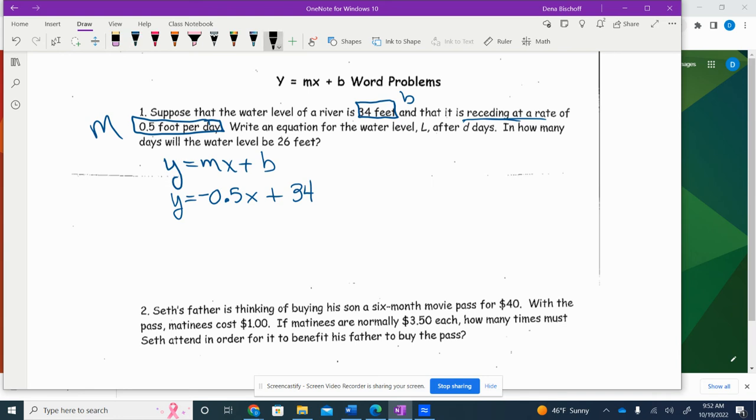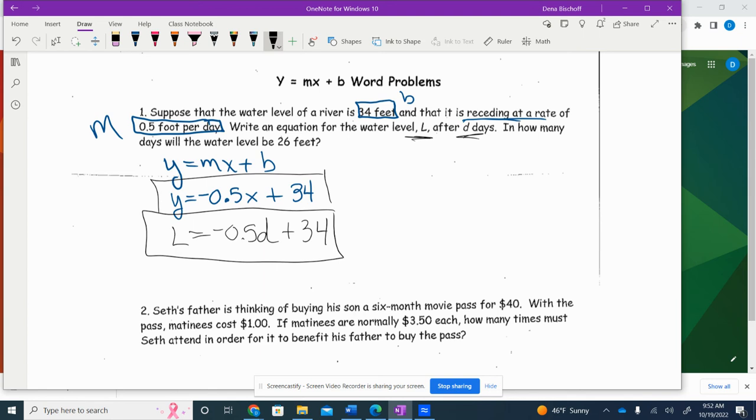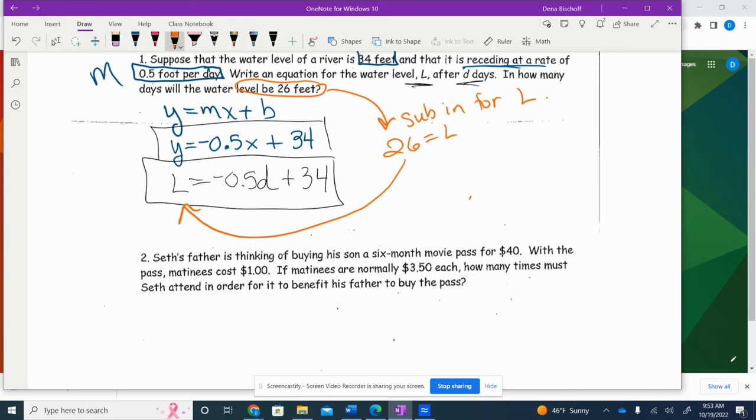Now I'm asked to write this equation in terms of L, water level, after D days. Negative 0.5 D plus 34. Same equation. They're exactly the same. I just changed the variables. I need to figure out after how many days will the water level be at 26 feet. So you are subbing in for L in that problem. You're going to put 26 in for L, and solve that equation. You will get something that says D equals.